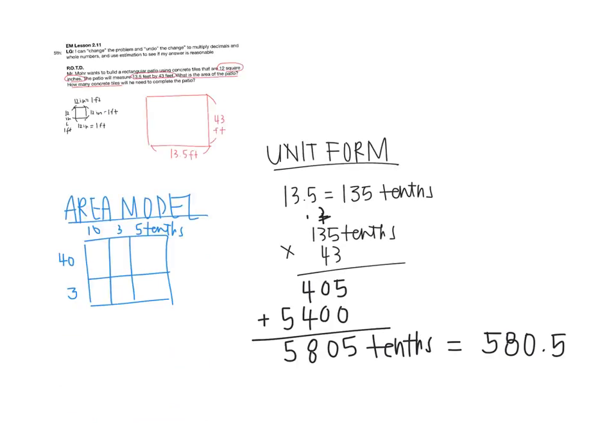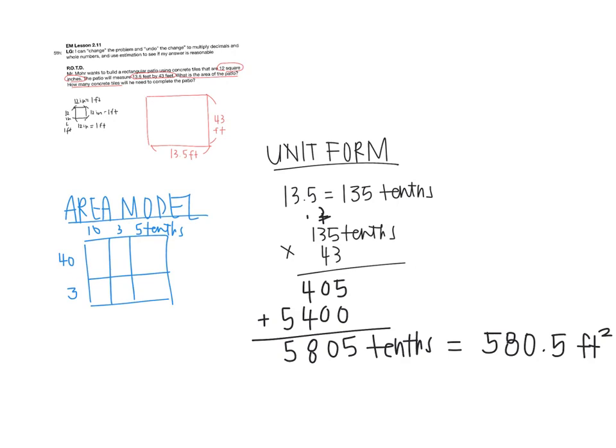So by using the unit form method, I got 580.5. That's the answer to my first question, which was what is the area? So if I know that it's 43 feet by 13.5 feet, my area is going to be in what kind of units? Feet squared. Square feet. Good. Okay, so it's 580.5 square feet.